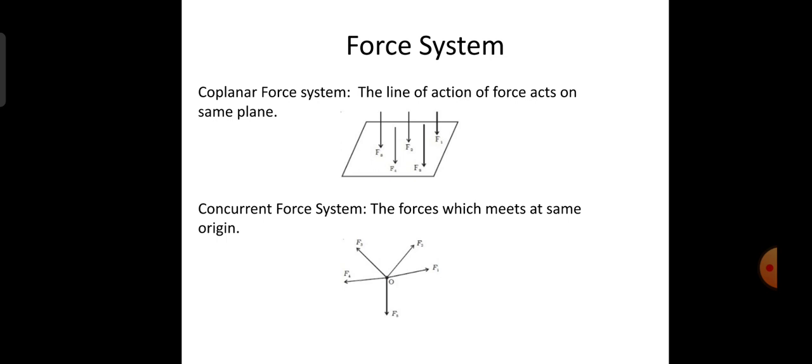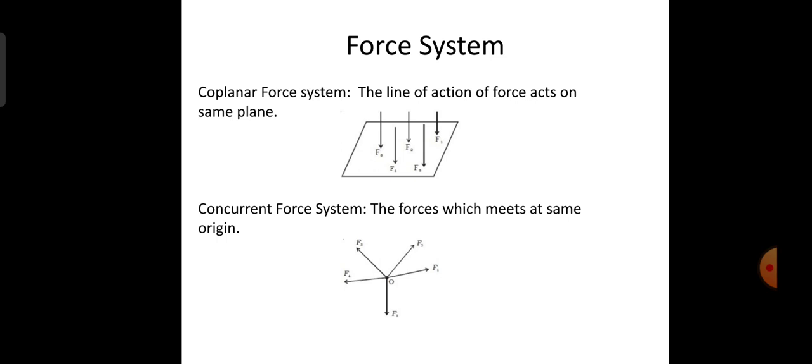classification of force system. So the force system, here the first classification is coplanar force system. Coplanar, the name itself indicates same plane. The system of forces which acts on the same plane, or the line of action of the forces acts on the same plane, then it is called coplanar force system. Next, concurrent.